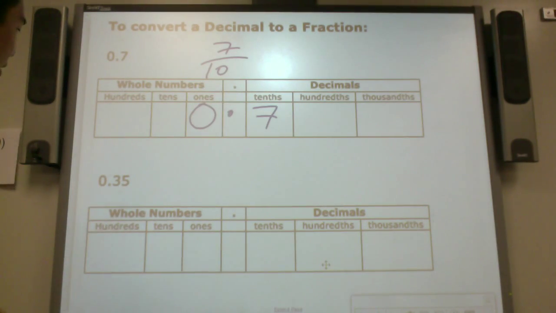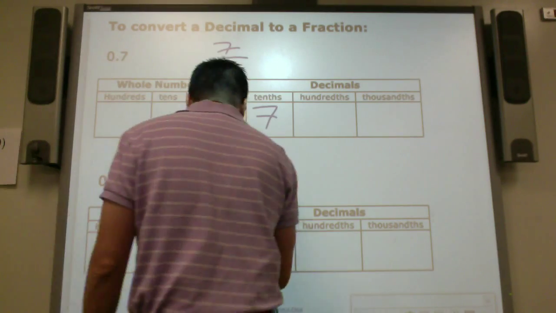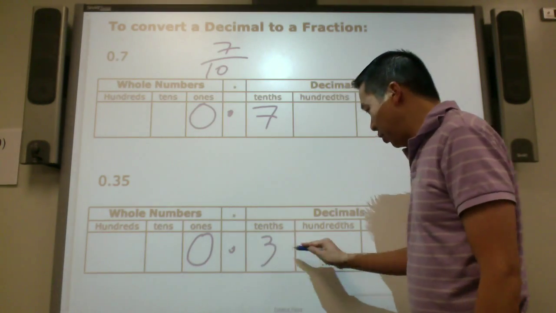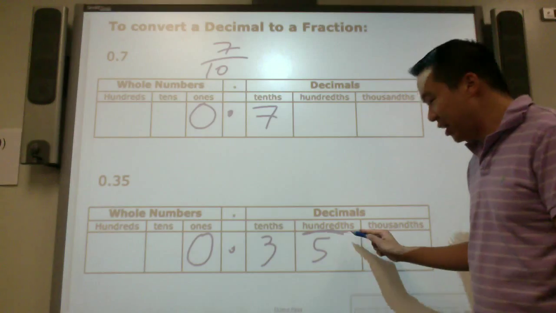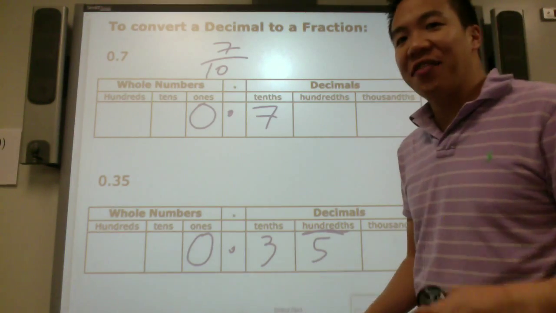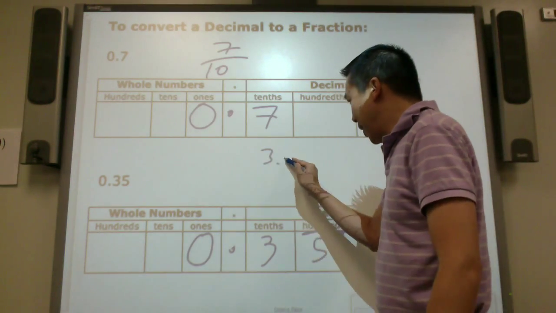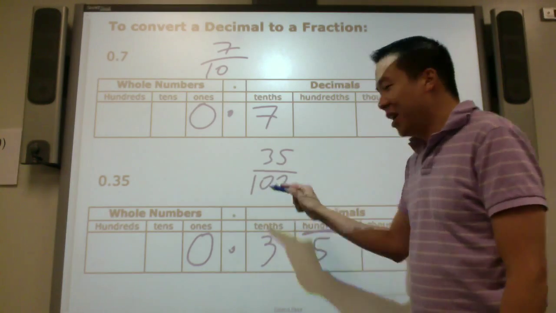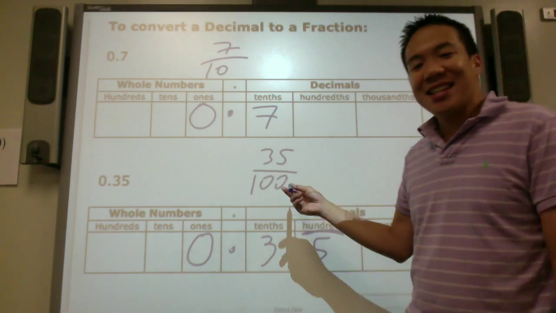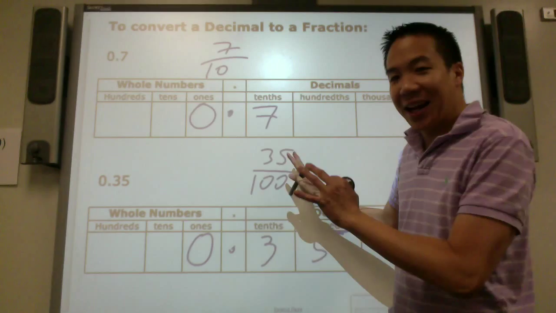Next one. How do you correctly say this? 0 and 35 hundredths. So write it as a fraction, 35 hundredths.